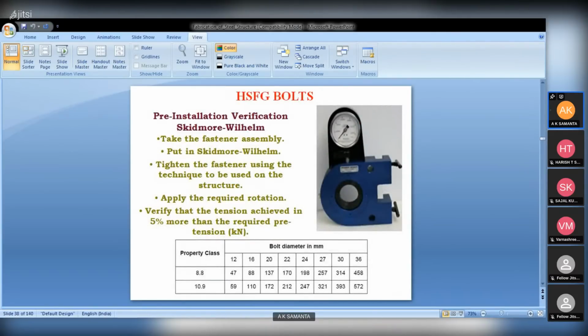So this is one. Another thing we can do is verify the bolt before application. How does pre-installation verification take place? There are two to three processes. One is the Skidmore-Wilhelm. This is an equipment where you place the bolt and tighten it, and the tensile force developing inside the bolt will be shown in the gauge. In this way, we can determine the suitability of the bolt.